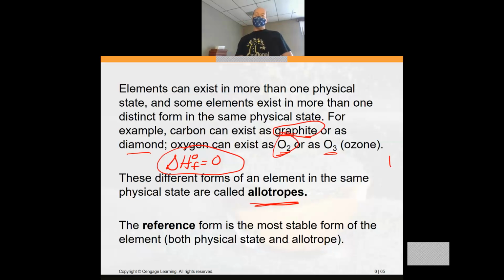All right, and those are going to be in a chart. So anytime you're wondering, well, is it O2 or O3? You look at the chart, and the one that gives you a delta H naught formation of 0 is the way that element exists in its natural state. That is the most stable form of the element.